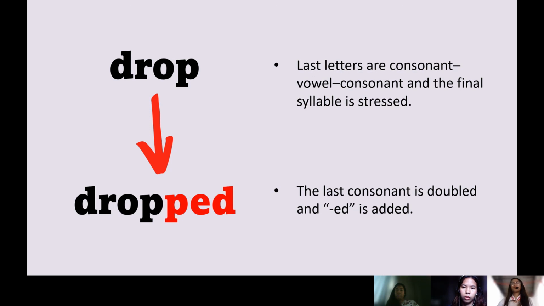And lastly, we have the word drop, changing into dropped. The last letters are consonant, vowel, consonant, and the final syllable is stressed. So always remember: consonant, vowel, consonant, and if the syllable is stressed, we are going to double the last letter and then add the ed.